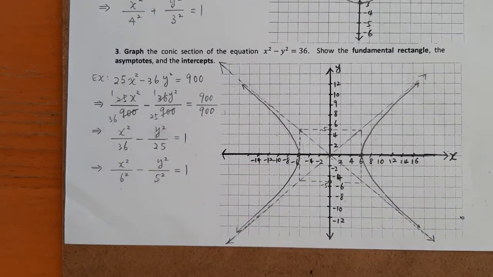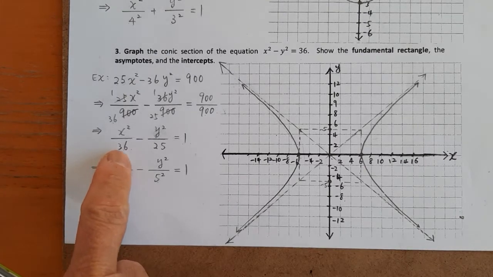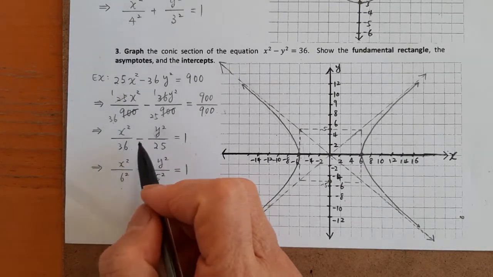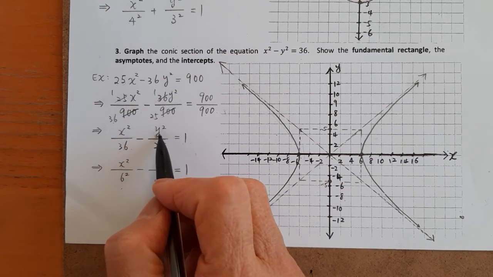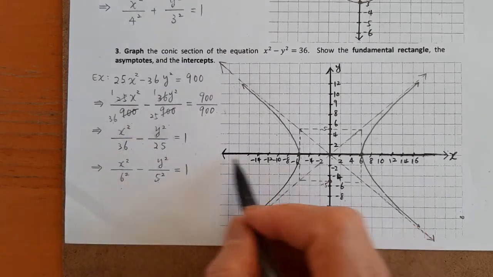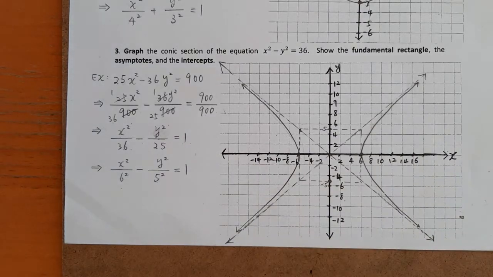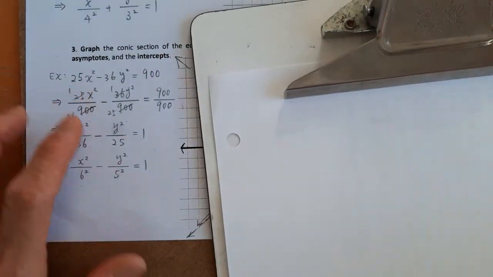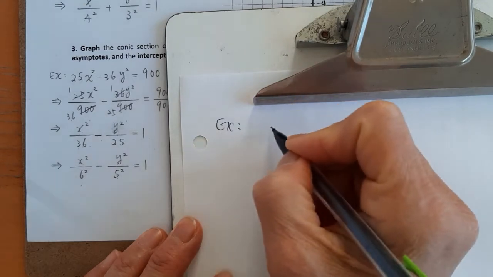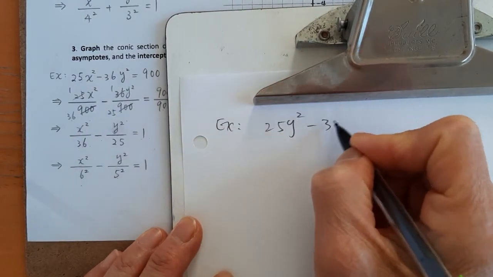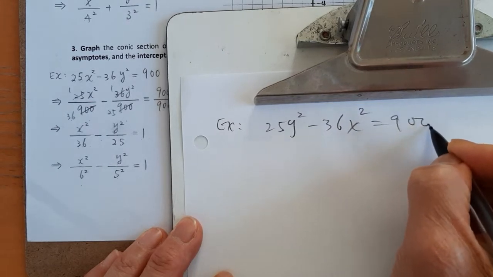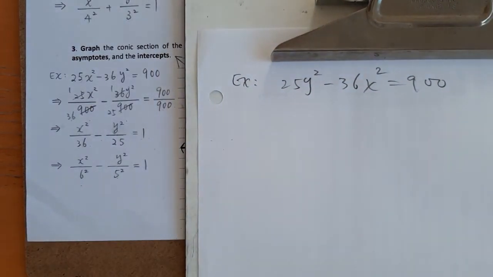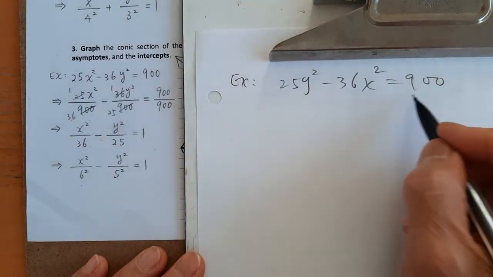Now, if I change the problem, if the x term is positive and the y squared term is minus, x squared minus y squared, the graph is on the x-axis. And the other way is y minus x. So if I switch this, if I put another example like this, 25y squared minus 36x squared equal 900. So then do the same way.